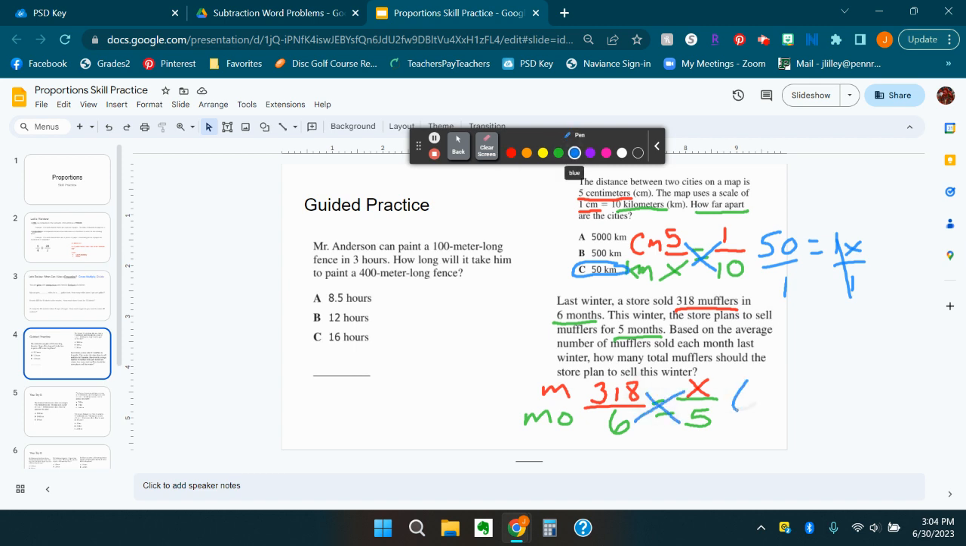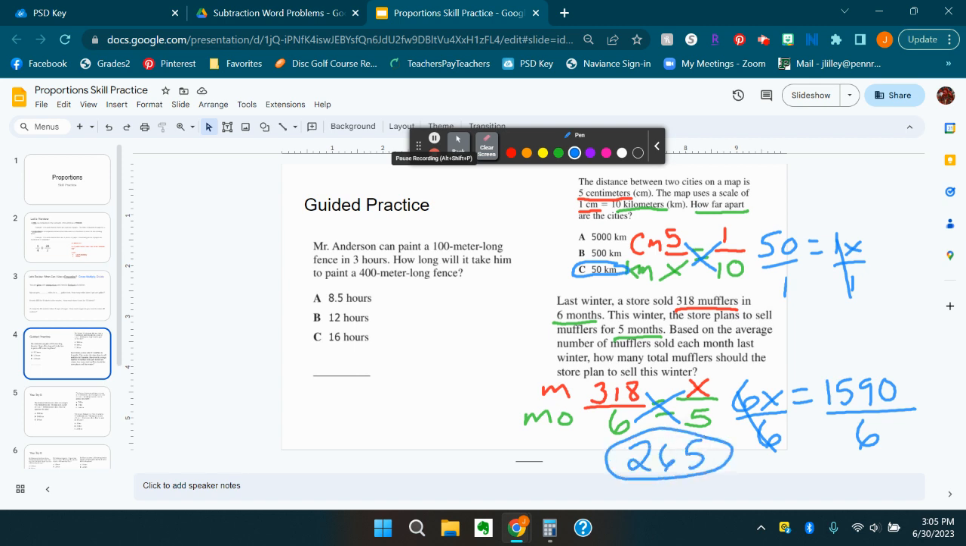So we're going to have 6x equals 318 times 5, which is 1,590, and that's our cross multiplying. Then we're going to divide by 6 to get rid of it. Divide by 6. And we're going to get 265 as our answer. The store should sell 265 mufflers in 5 months.